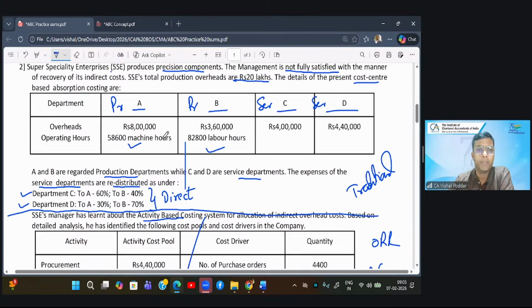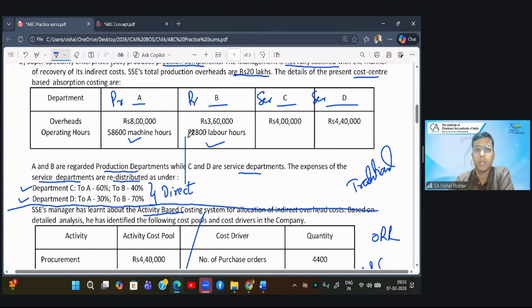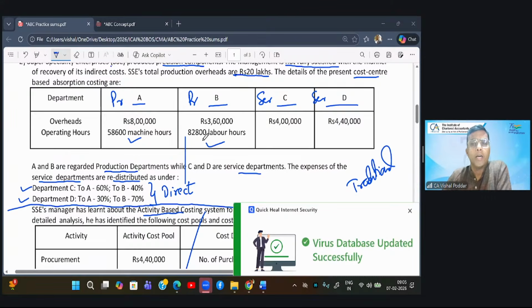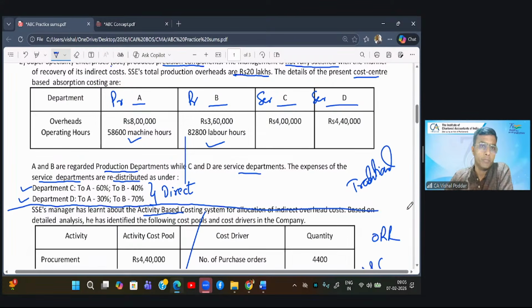For department A, the base is 58,600 machine hours. For department B, it is 88,200 labor hours. So when you divide it, you get the per hour OHR, which many of you have already given very correctly. So the OHR is rupees 20 per machine hour for A and rupees 10 per labor hour for B. Is this clear? Do you all have this 20 and 10? I'm sure everybody has.